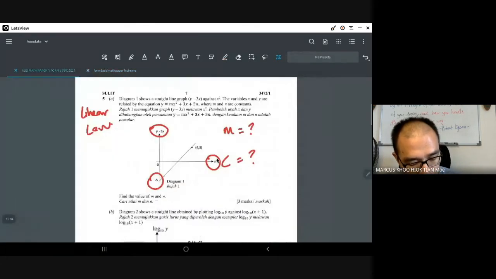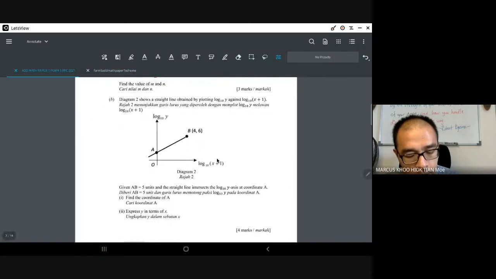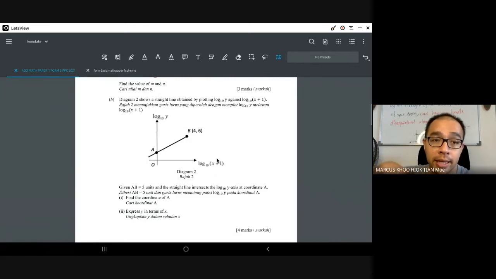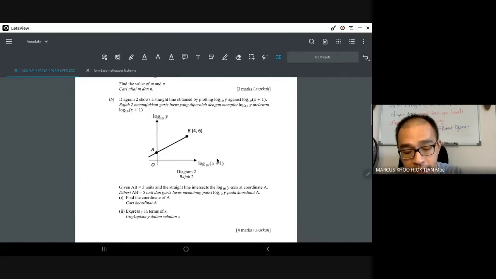All right, question B. Diagram shows this one, also from linear law, but it is a log question now. Log 10 y against log 10 x plus 1. Given that AB is 5 units, and the straight line intersects log 10 x at coordinate A. So this is now a combination of 2 chapters, coordinate geometry and also linear law. After that they say express y in terms of x. Express y means y equals something. We don't care how it is.